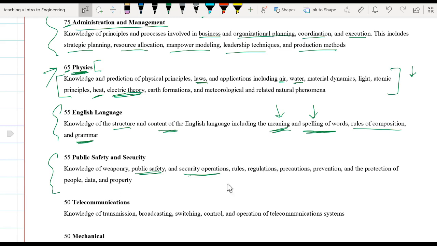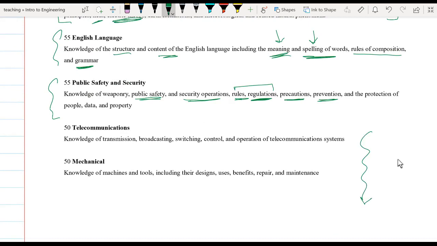Therefore, even for protecting yourself, preventing injury, and meeting the regulations that have been set out, the rules and the regulations of the engineering profession, etc. So you must actually make sure that you understand what public safety and security requires. Again, I will stop there. The others are quite many. They are important as well. They are important knowledges that you require.